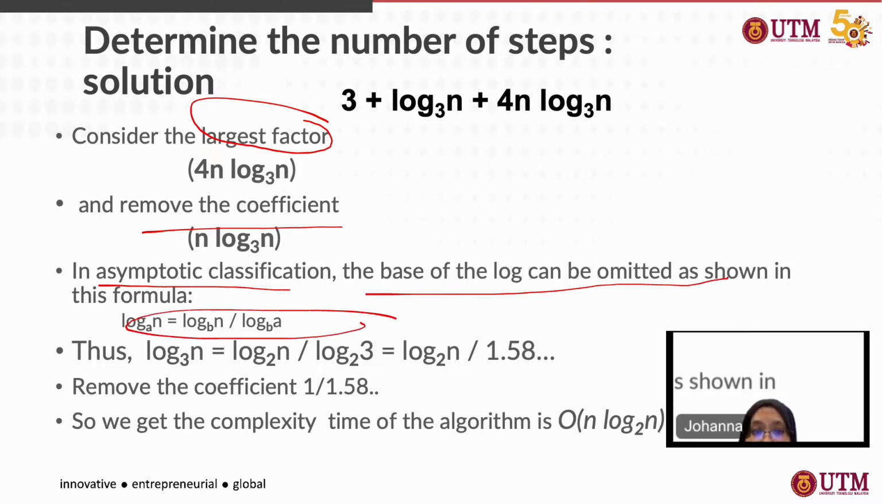by using this formula. Okay, so when we try to convert it, we can get log n base 3 is equal to log n base 2 divided by log 3 base 2. So we are able to get log n base 2 divided by 1.58. So when we remove the coefficient, we are able to get O(n log n base 2). Okay?